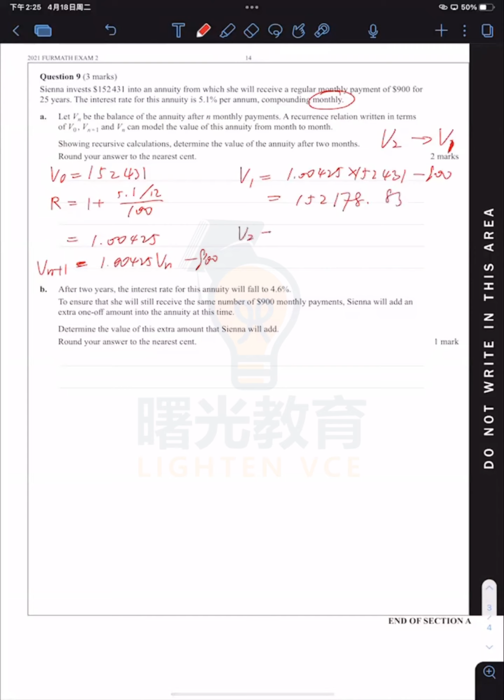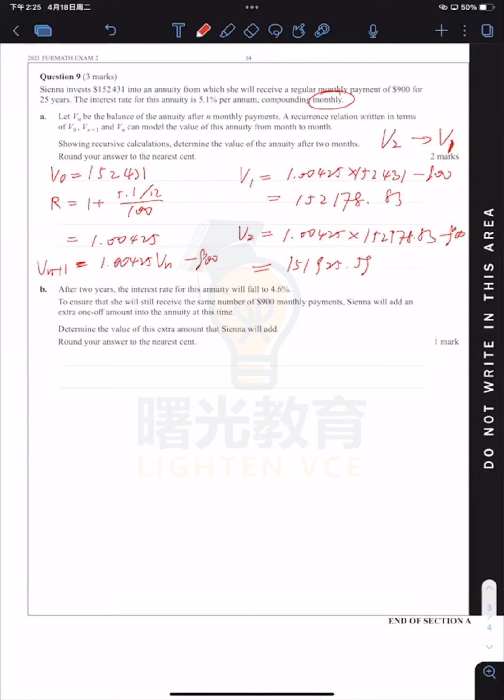That is 152,178.83. And then V2 is the ratio, right, times the V1 and minus 900 again. So finally, you would have $151,925.59 after 2 months. Okay, after 2 months.